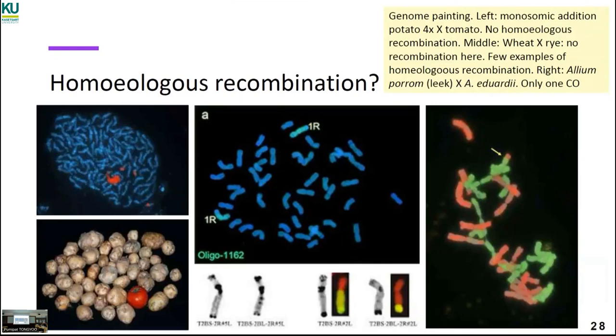But here you see the result of one crossover. So again, here you see that chromosome painting can give us insight to what extent homologous recombination takes place to introgress desirable genes into the crop species.